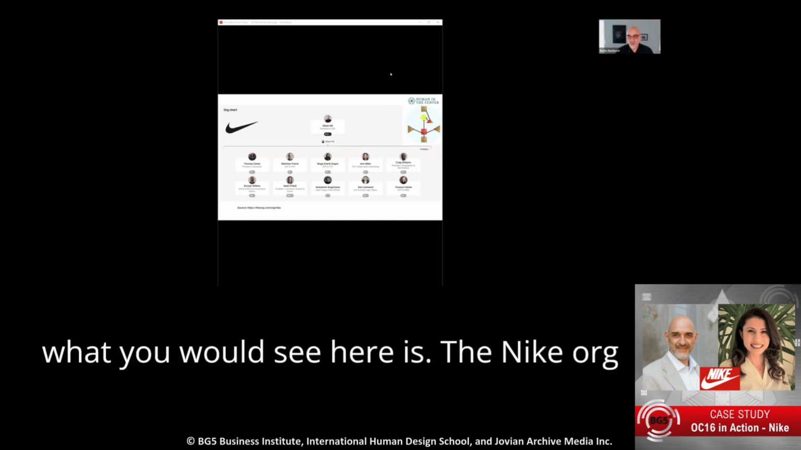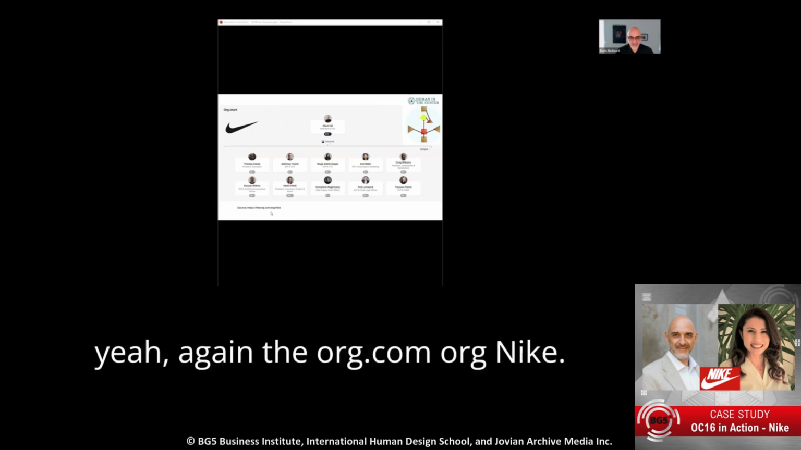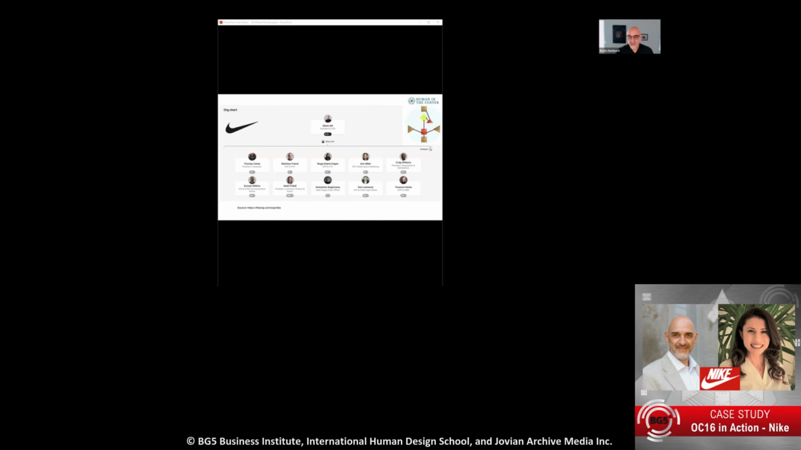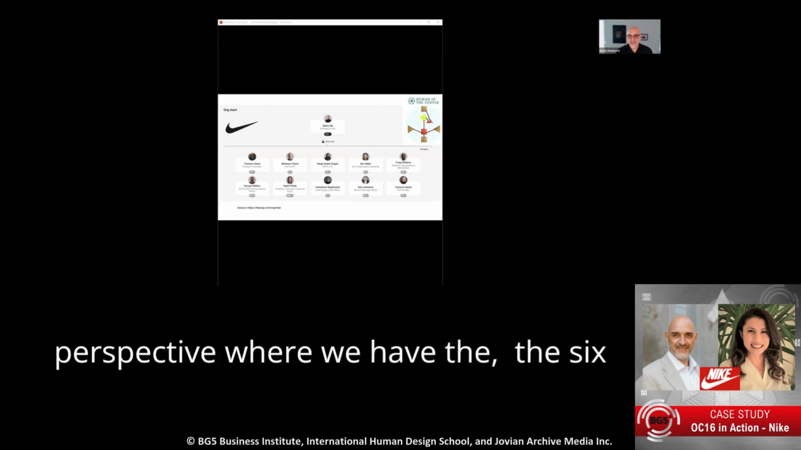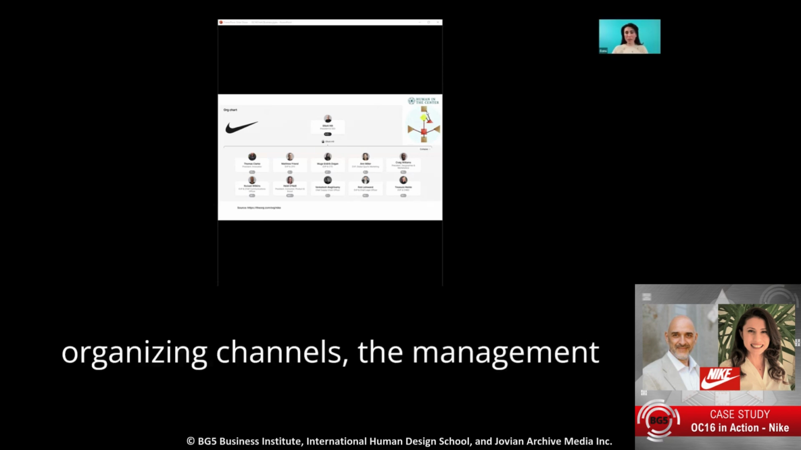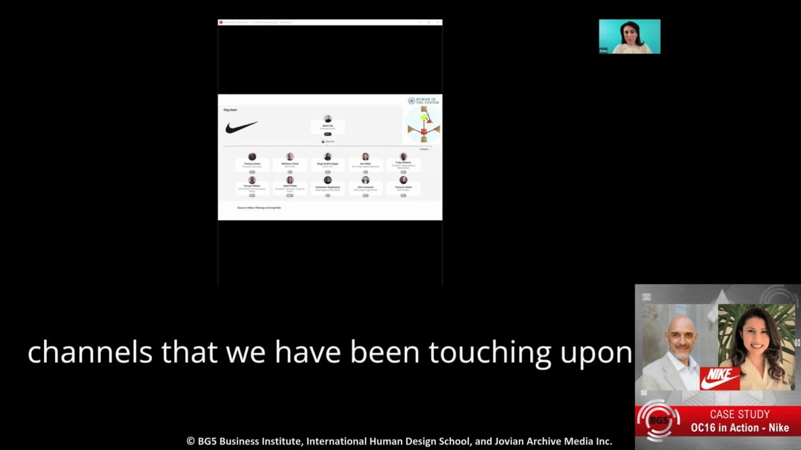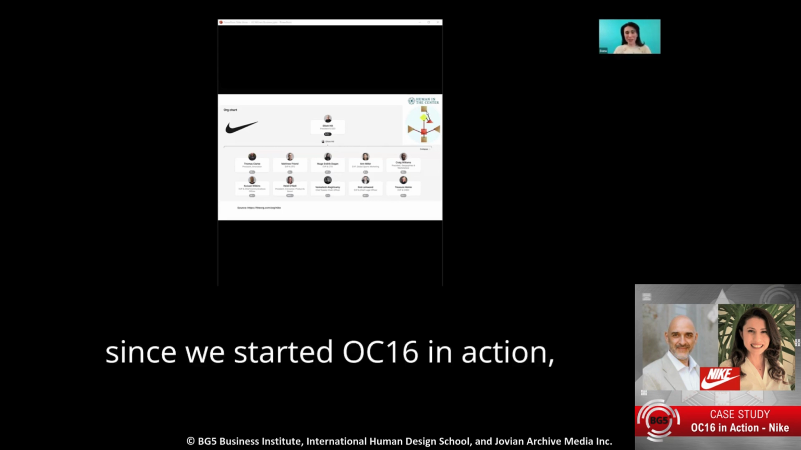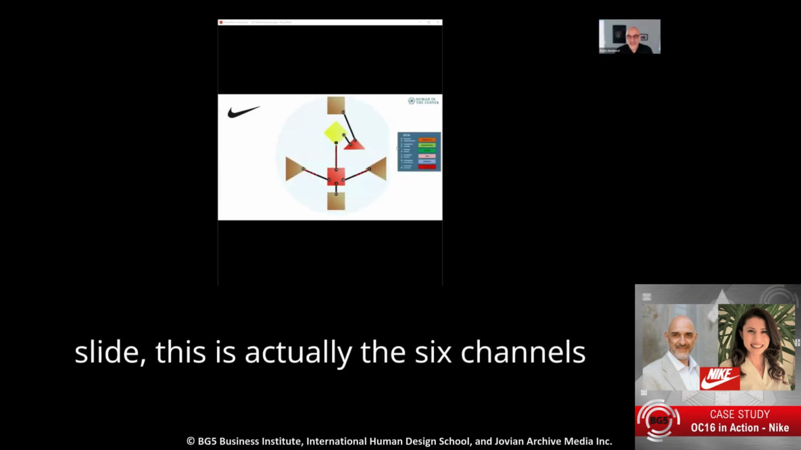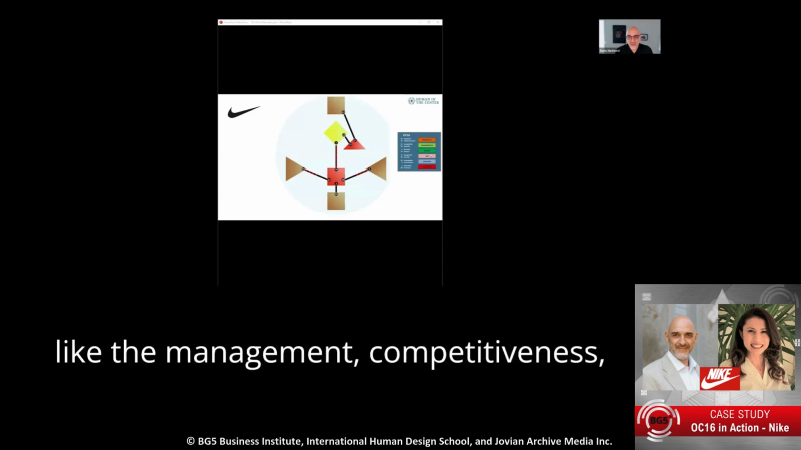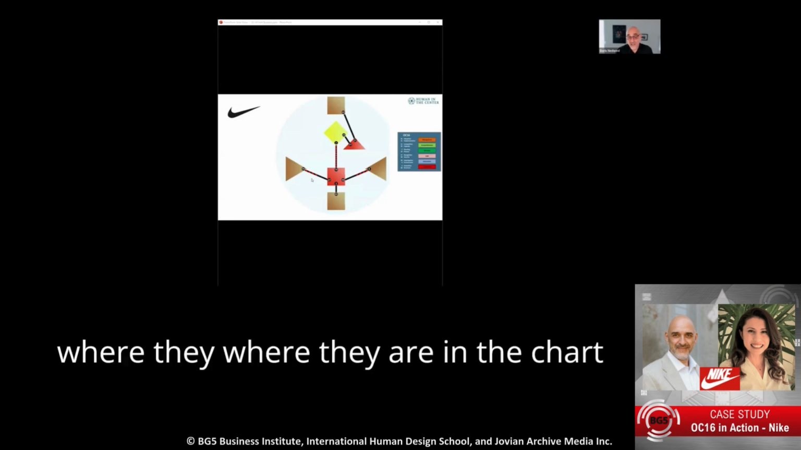Yeah, so look, what you would see here is the Nike org chart that we have seen on theorg.com. And then this is the structure we typically look at from an OC16 perspective, where we have the 6 organizing management channels, the 6 organizing channels that we have been touching upon since we started OC16 in Action. Exactly. And then when you go to the next slide, this is actually the 6 channels: management, competitiveness, direction, logic, interaction, and innovation. And you will see where they are in the chart.